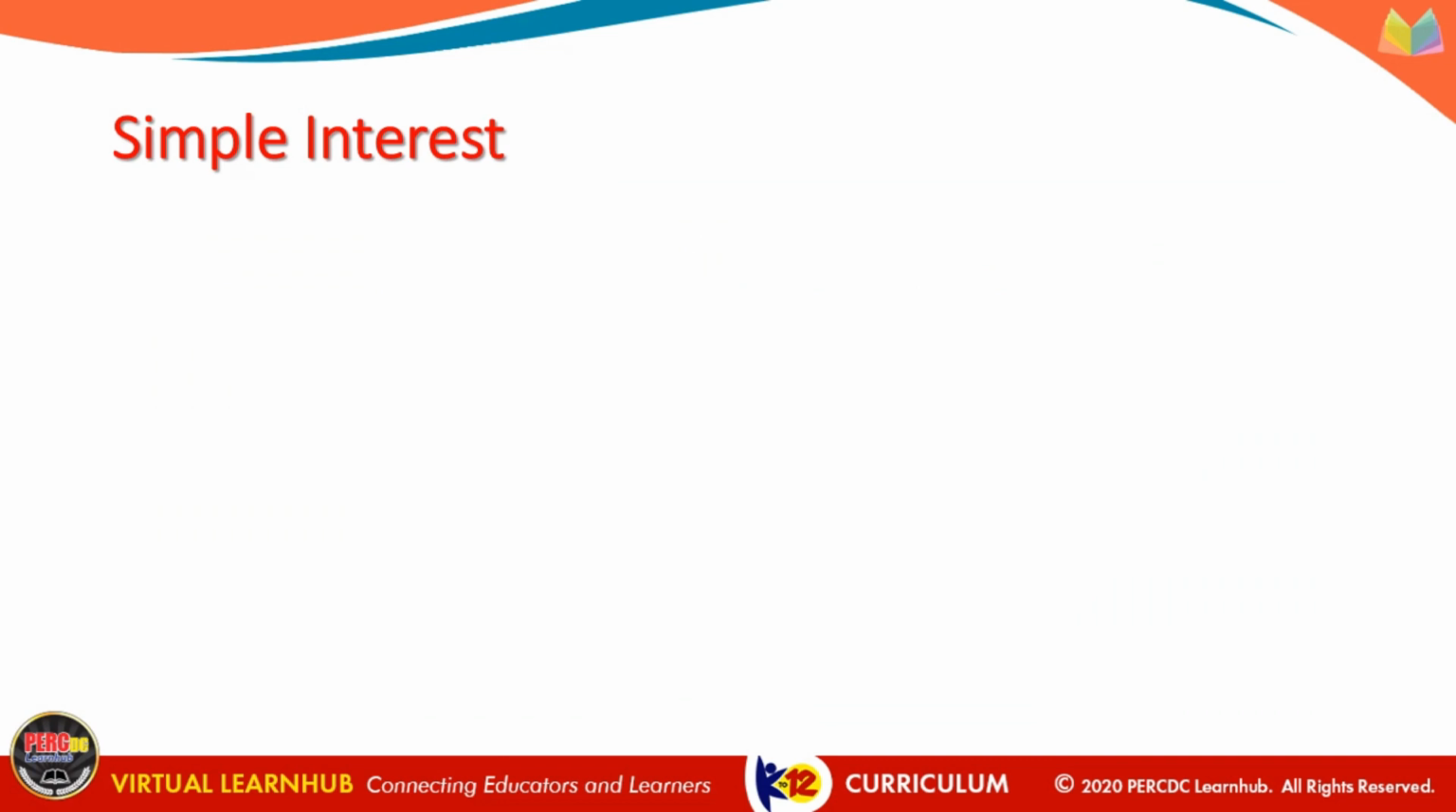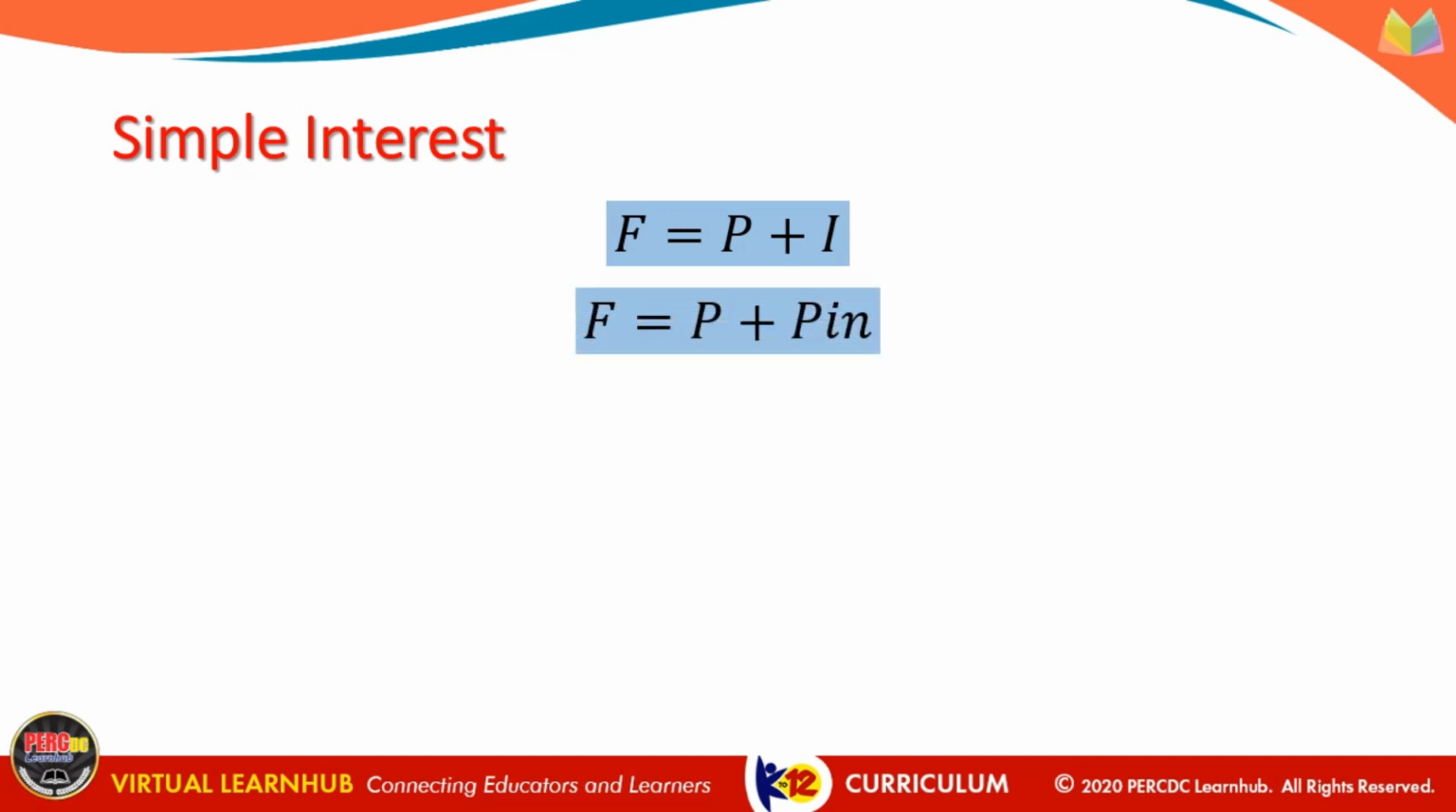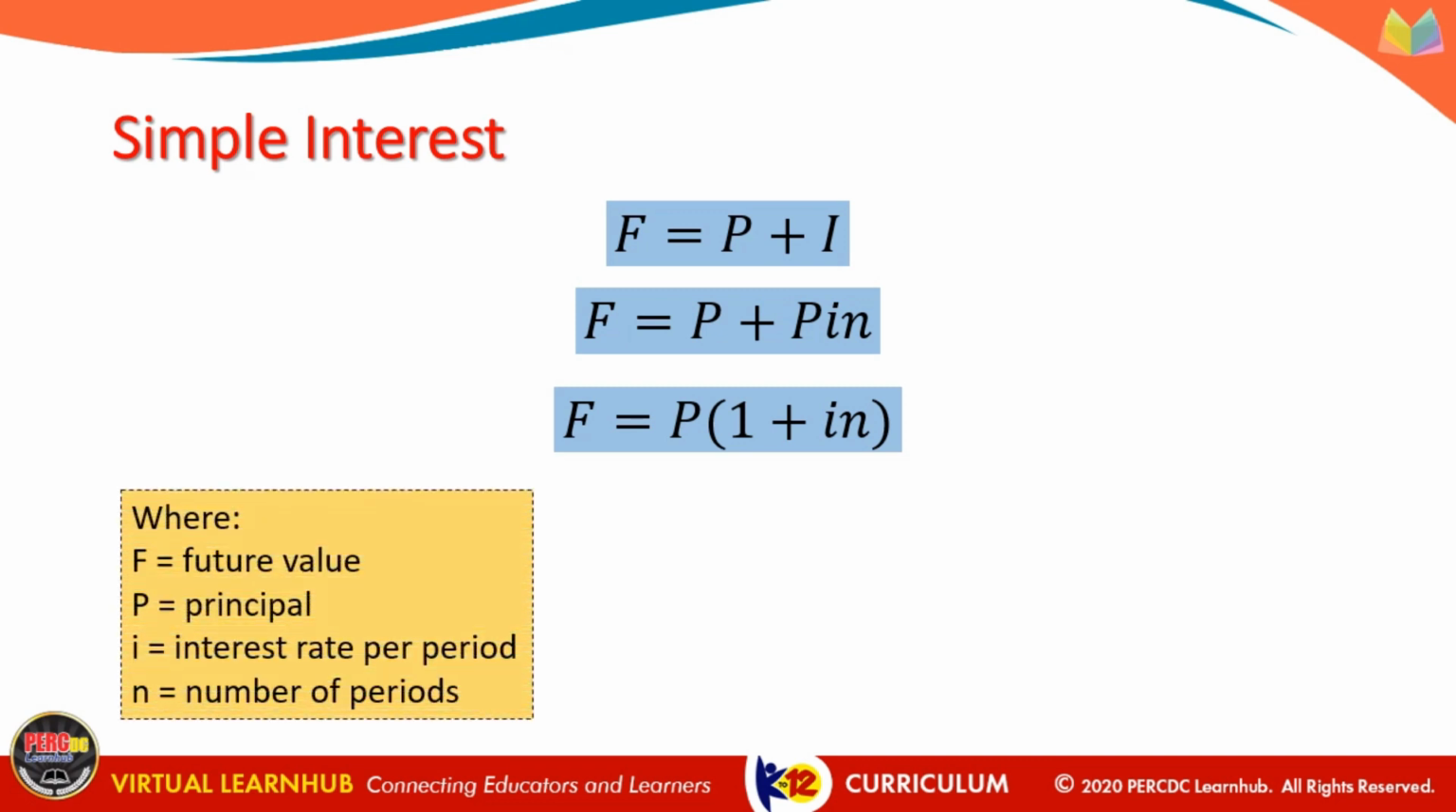In solving for simple interest problems, we know that the future value is equal to principal plus interest. We also know that the gained interest is equal to P times I times N. So factoring the principal P, we can get future value is equal to principal P times quantity 1 plus I times N, where F is equal to future value, P is equal to principal, lowercase I is interest rate per period, and N is number of periods. We can actually use this formula in our previous example.